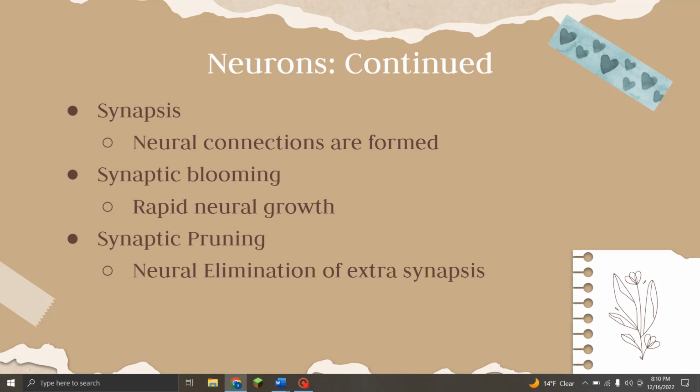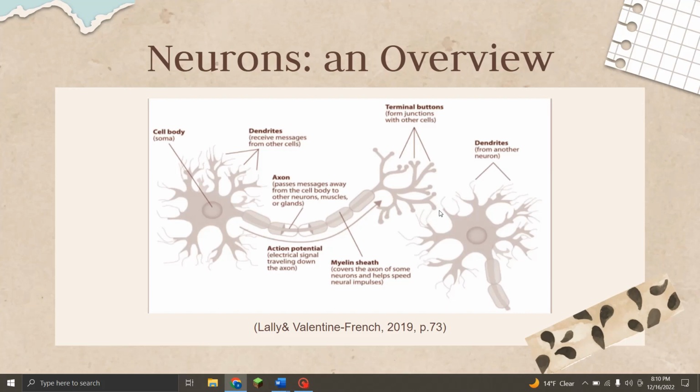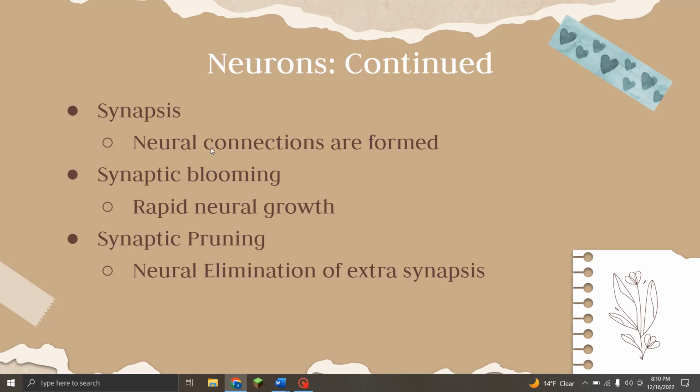So neurons continued. So what else about neurons? Well, they have the synapses, and the synapses is right around here between the terminal junction and the dendrites. So they're where the neural connections are formed. Now, when you are young and just starting off life, you're going to have the synaptic blooming where you're going to have rapid neural growth and you're going to form a bunch of connections. And actually, by the age of 2, a single neuron might have thousands of dendrites.